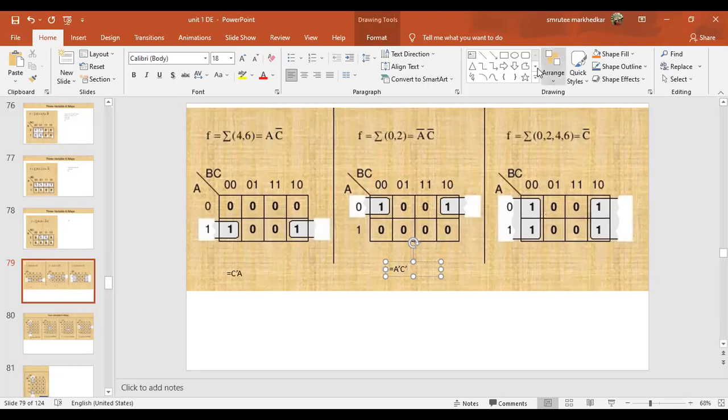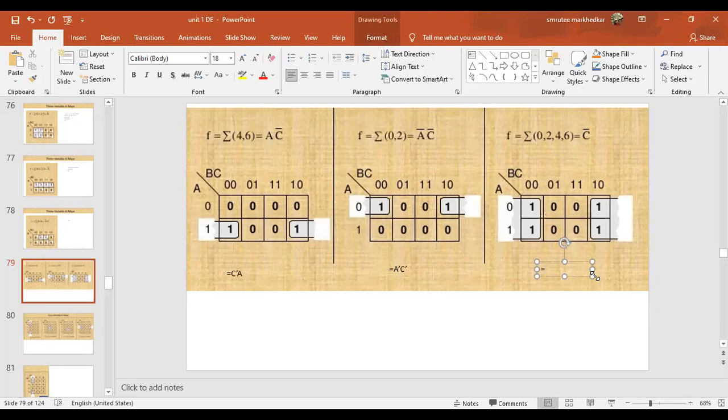Easy, right? That's the reason we say K map is a shortcut to all the Boolean expressions, because we can directly find the answer out of it. Only what is important is the way you keep the positions of these values. That means 0, 1, 2, 3. It's very important. If this is right, your answer is right.